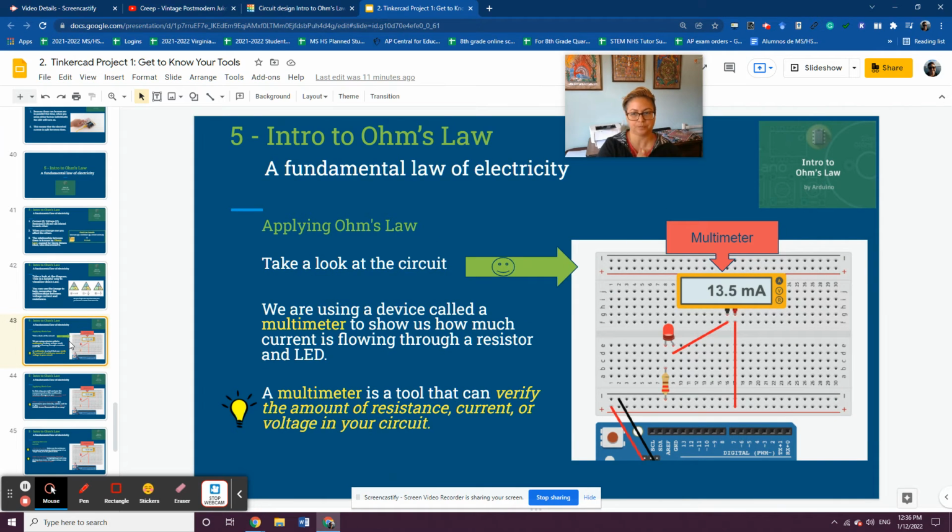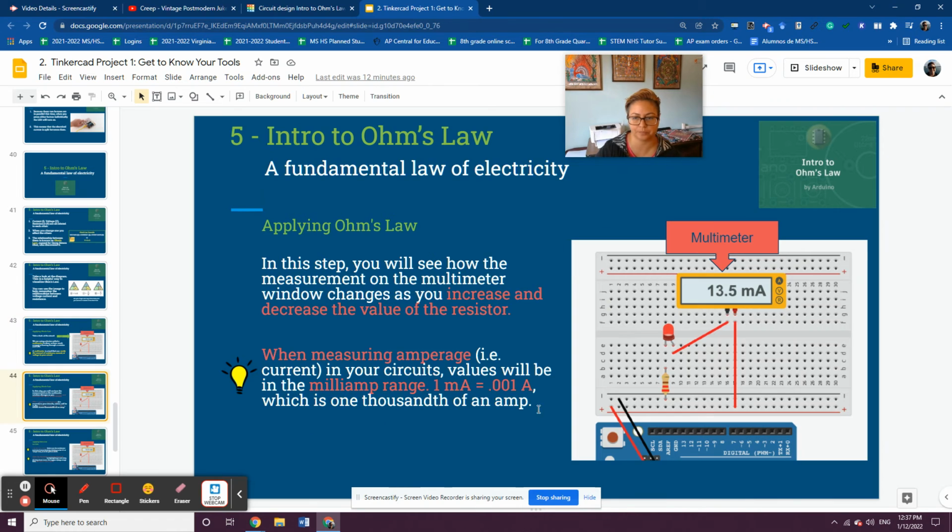Now we're going to take a look at the circuit back on Tinkercad, and you're going to see that there's something called a multimeter attached here. This is this little yellow block, and it shows you how much current is flowing through a resistor. Here's our resistor and an LED, because the current goes through the resistor and into the LED. A multimeter is a tool that can verify the amount of resistance, current, or voltage in a circuit.